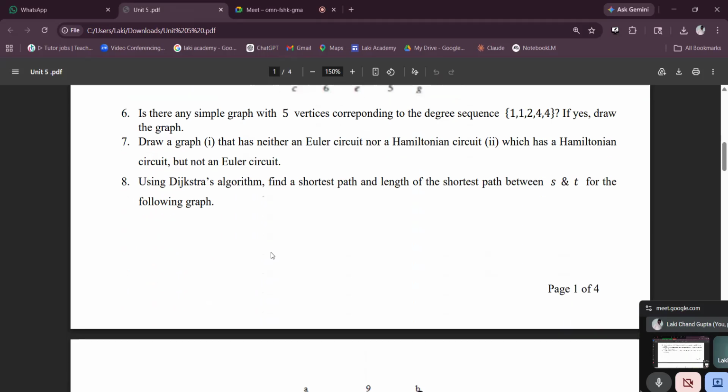See, is there any simple graph with five vertices? Think about it. Yes, their degree sequence is 1, 1, 2, 4, 4. Give me 1 minute, one call is coming.